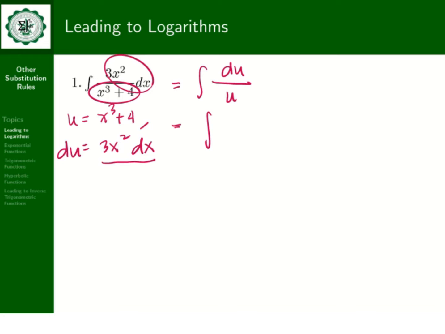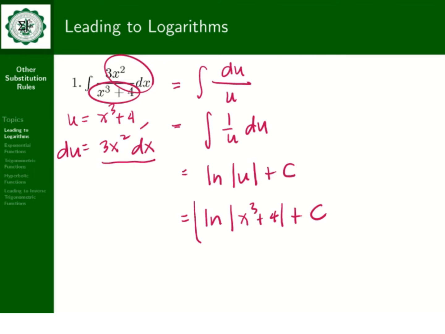This is the same as the integral of 1 over u du, and the answer is the ln of the absolute value of u plus c. Now, performing back substitution, we have ln of the absolute value of x cubed plus 4 plus c.